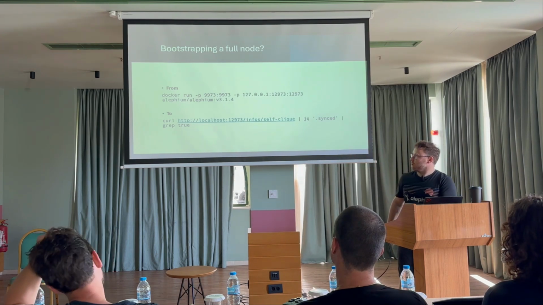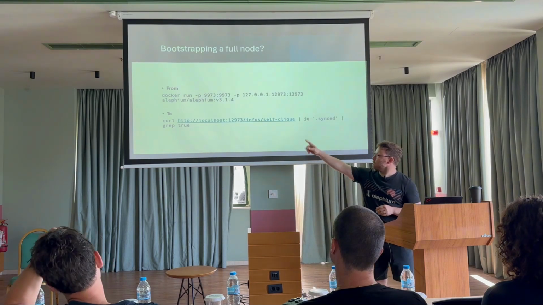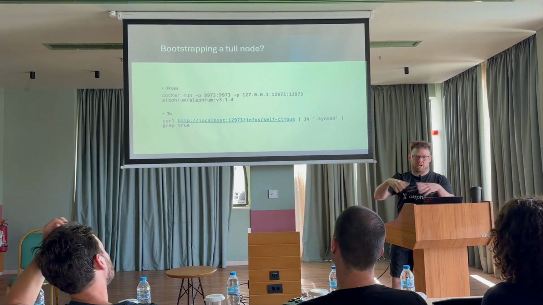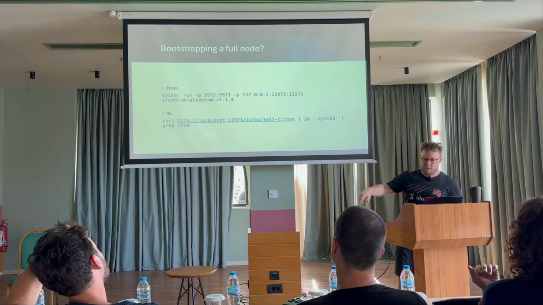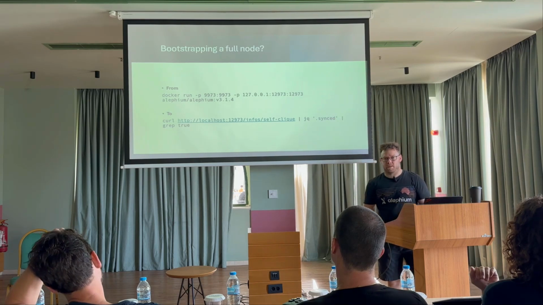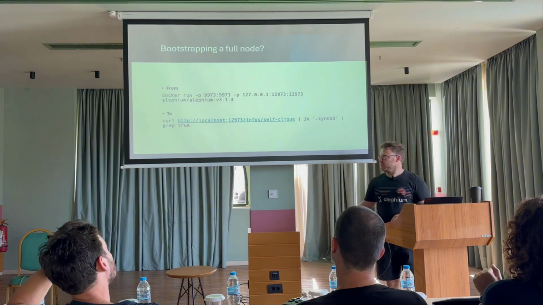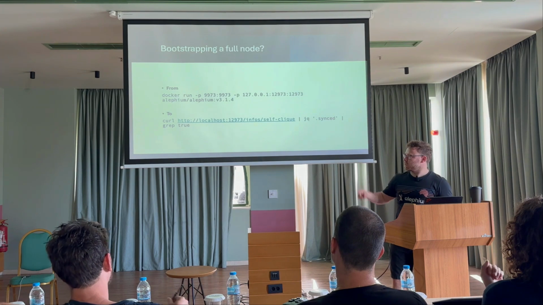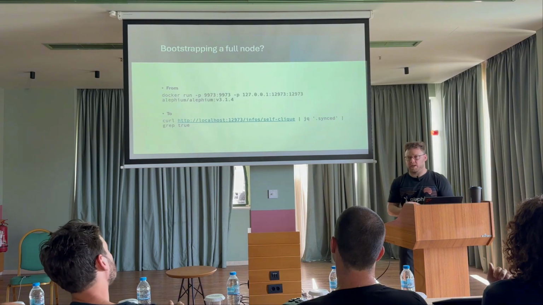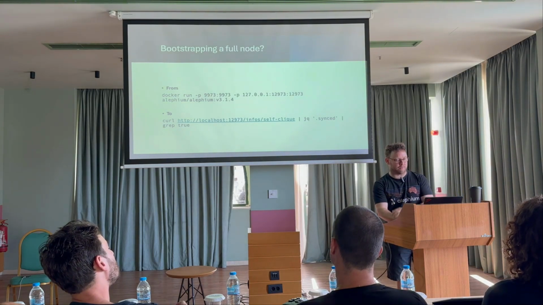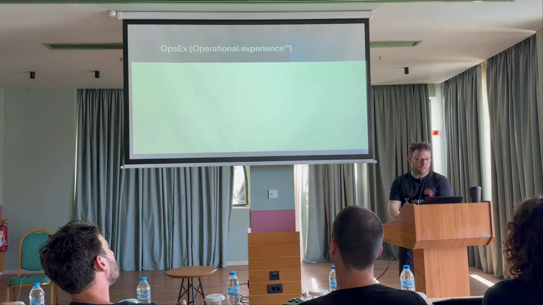there's an endpoint on the API port called info self-clique, and there it's JSON data which returns a synced object, and we are looking for the value true on this. So bootstrapping a full node is starting the process until this call returns true, meaning that the full node is now in sync and can participate in the blockchain.